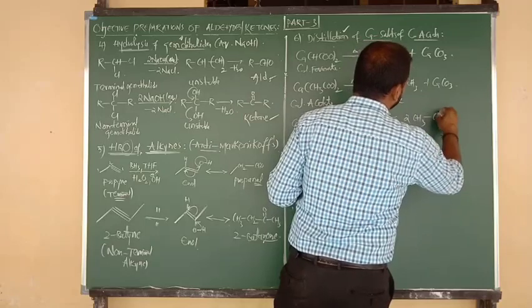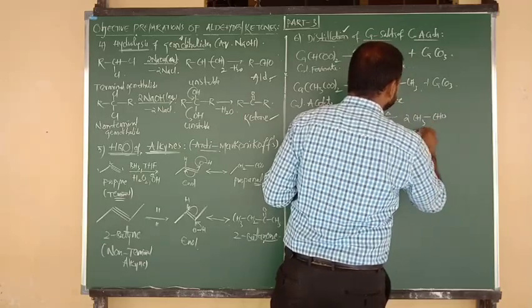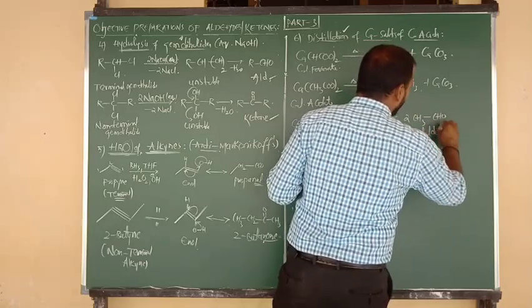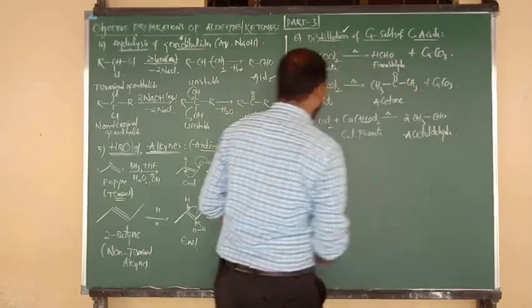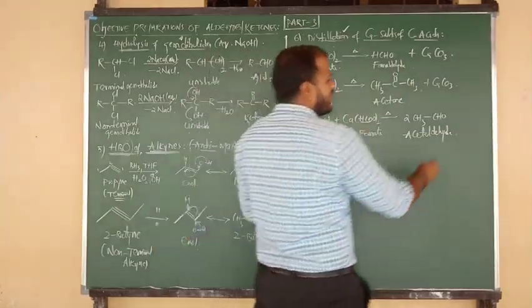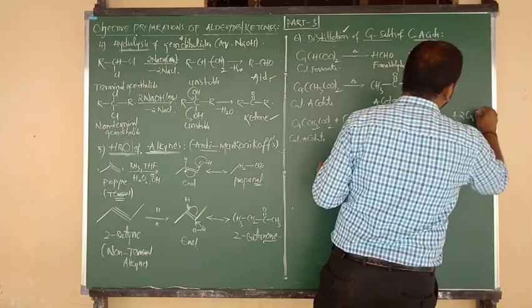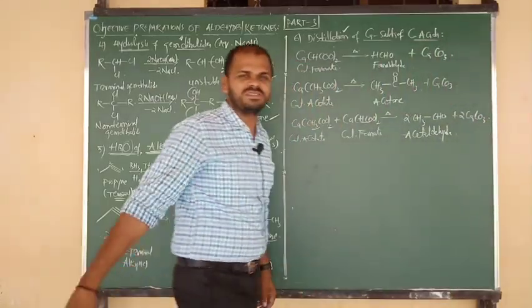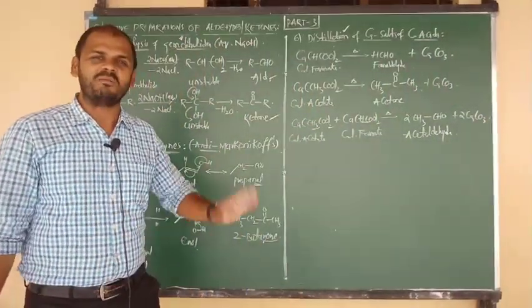So you are going to get the product, which is 2 moles of acetaldehyde. What is the product you got here? 2 moles of acetaldehyde. The remaining 2 calciums are there. Again the same thing, the 2 calciums are eliminated in the form of 2 moles of CaCO3, calcium carbonate.